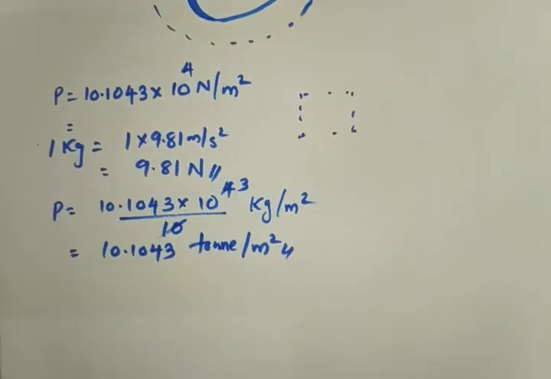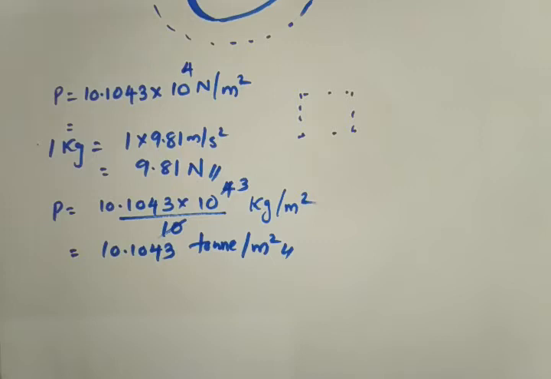So what this actually means is that in 1 meter square area of the surface at the mean sea level, the air is exerting 10.1043 ton of force. When you compare it with the weight of a car, which is generally 2 ton or 3 ton, it is like placing 4 or 5 cars in 1 meter square area, and that is the actual force applied by the air on the earth surface.